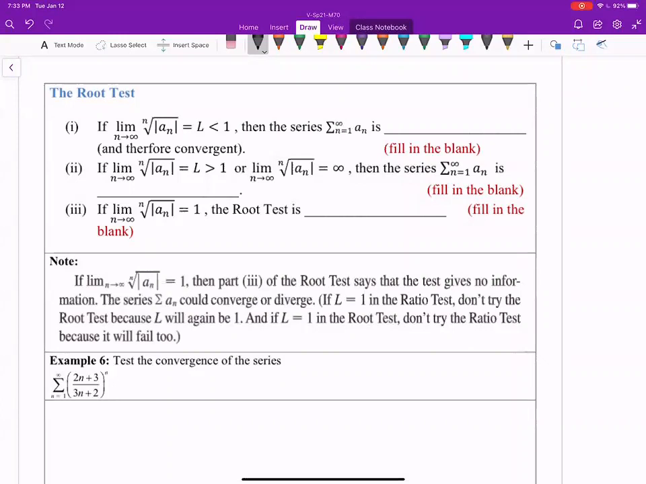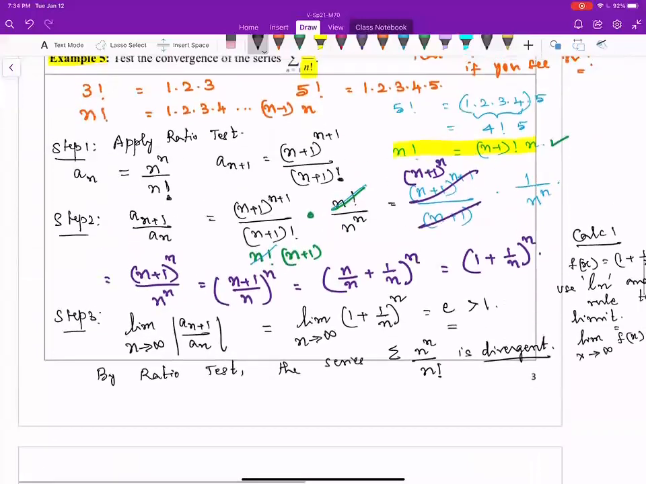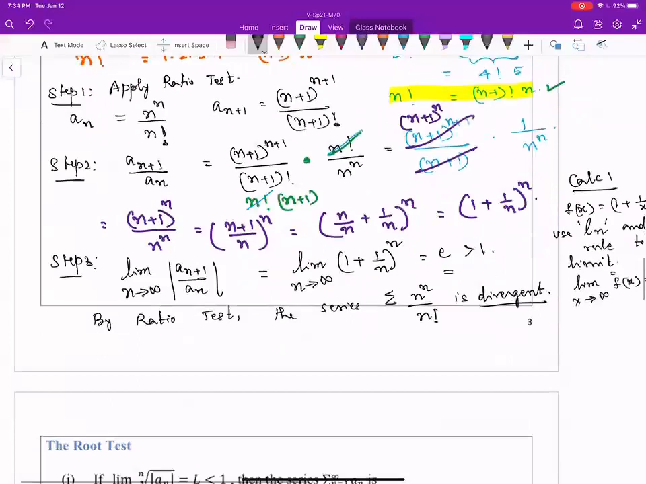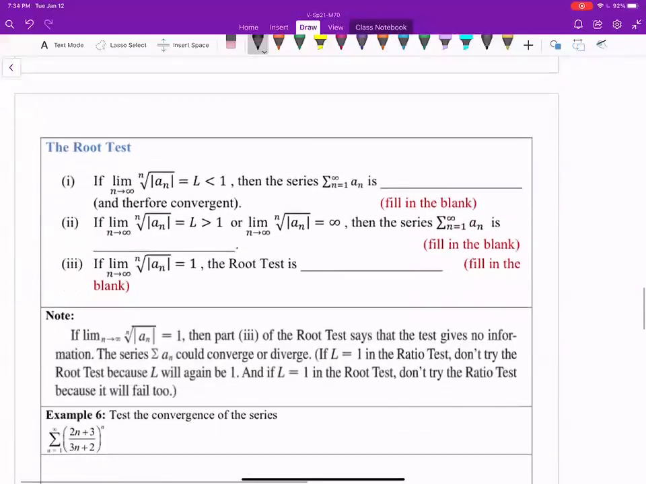So this is a continuation of 11.6, which is absolute convergence, ratio and root test. This is the last part of the concept video on 11.6. We have already seen the definition of conditional convergence, and also we saw how to apply the ratio test. And now we are going to define how to apply the root test, and we will do an example of the root test.